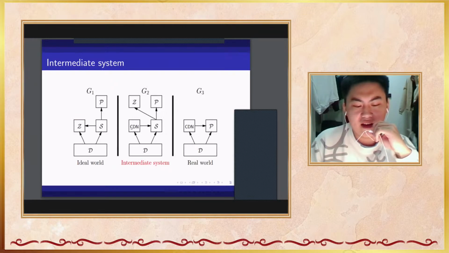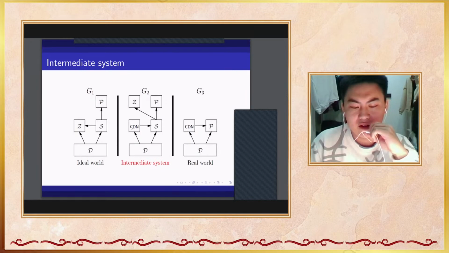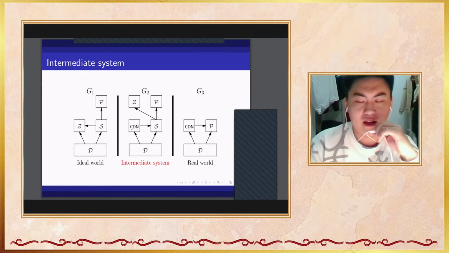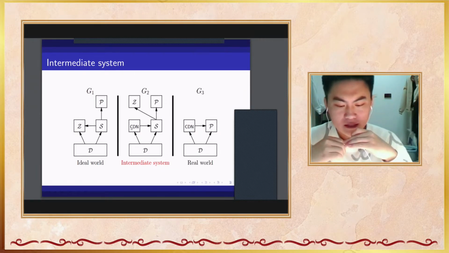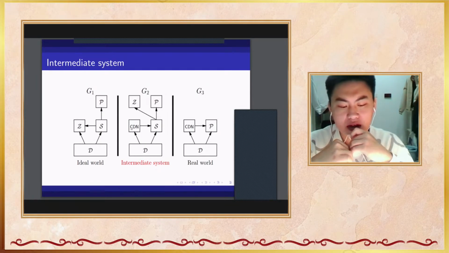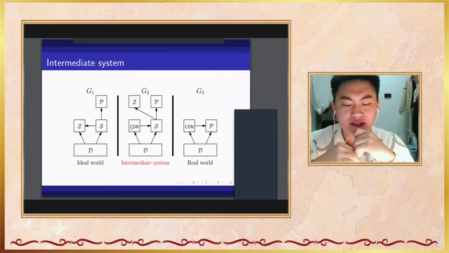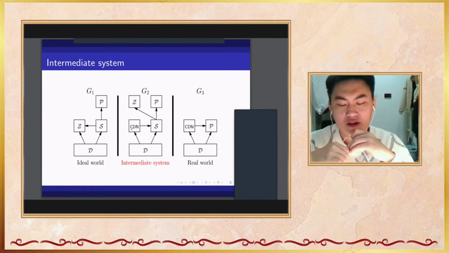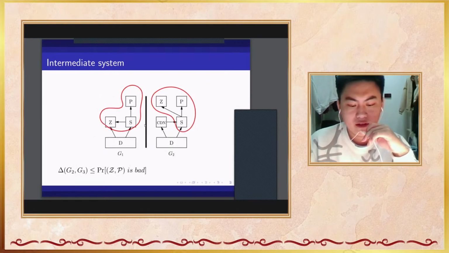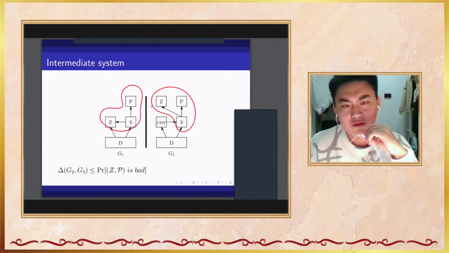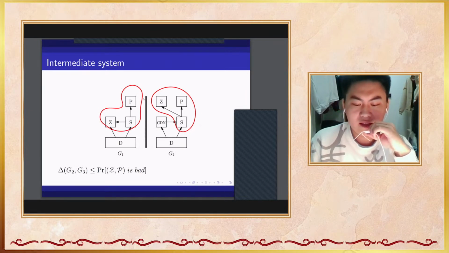We need to add an intermediate system. It functions as a bridge between the ideal world and the real world. The simulator has access to Z and P, and the distinguisher can query the simulator or query the CDN construction with Oracle access to S. We first find the distance between the ideal world and the intermediate system.